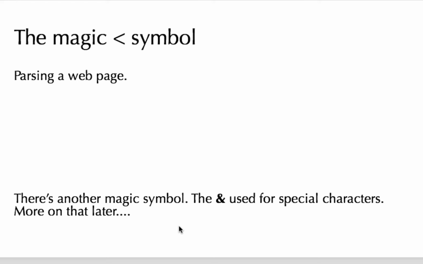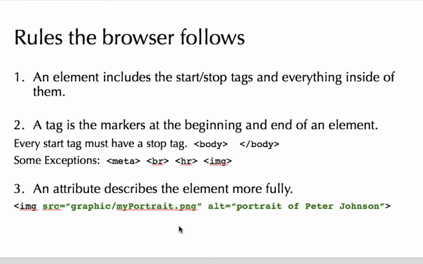Now there's another magic symbol, it's an ampersand. I'll show you that in just a minute. Here are the rules that you have to remember for the browser to work properly. The browser is just a program. So somebody programmed it, either at Google Chrome or Microsoft or Firefox. And so it's just a series of program statements. So every element has a start-stop tag. And then an element is the whole thing. So your body element would be everything from your start body, your stop body, and everything in the middle.